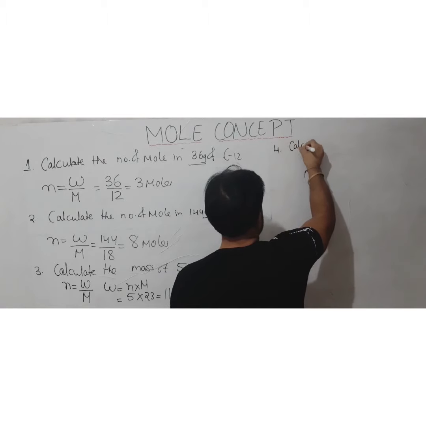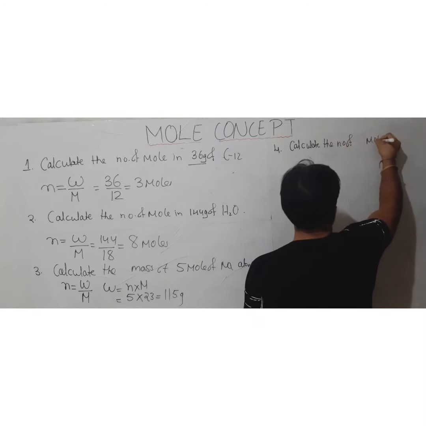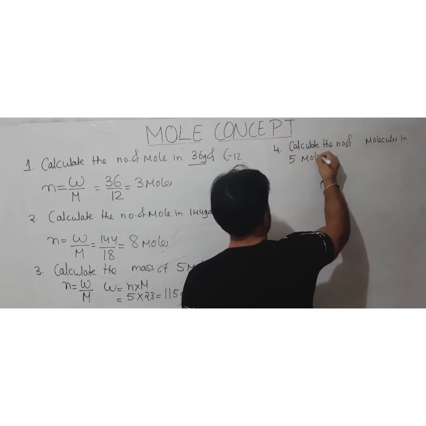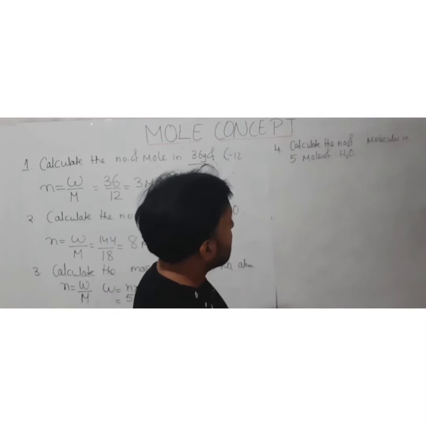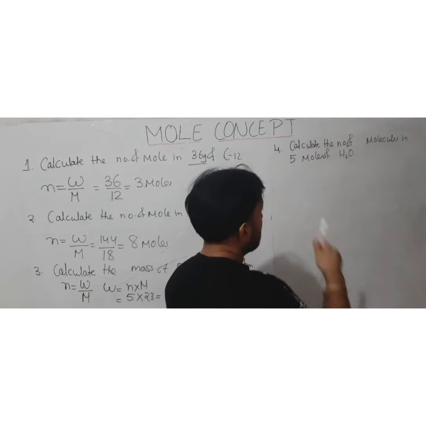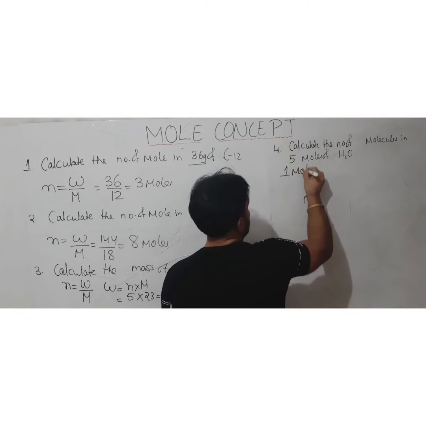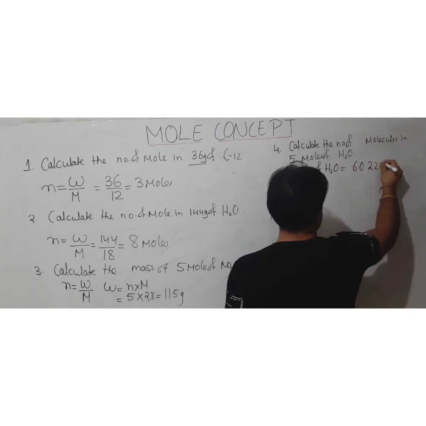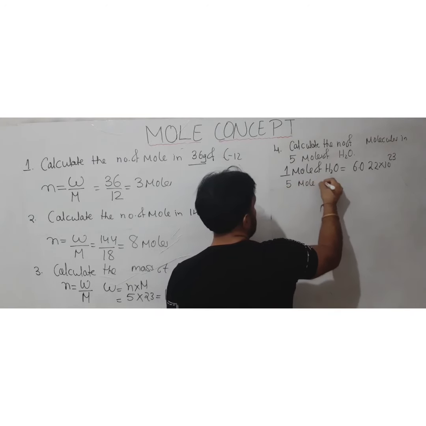Suppose they ask, calculate the number of molecules in 5 moles of H2O. A very simple question. Now this time they are asking about the number of molecules. So we have to use a unitary method, with the relationship which we have established before. Like 1 mole of H2O will be equivalent to how many molecules? 6.022 into 10 raised to power 23. So 5 moles will be equivalent to what?